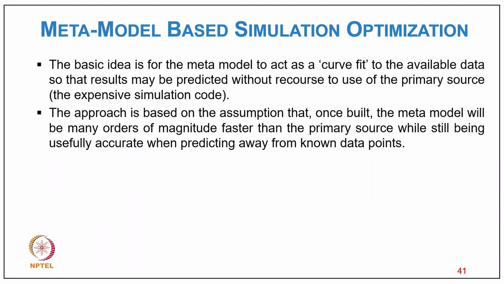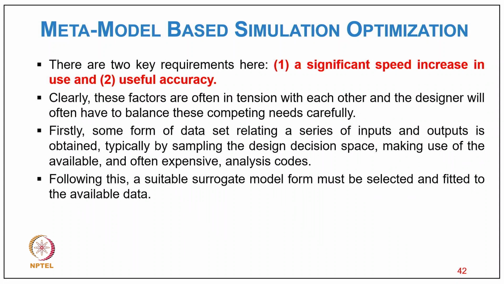So the basic idea is for the metamodel to act as a curve fit to the available data so that the results may be predicted without recourse to the primary source, the typically expensive simulation code. And the approach is based on the assumption that once built, the metamodel will be many orders of magnitude faster than the primary source, while still being useful and accurate while predicting away from the known data points. Now there are two key requirements here. First is a significant speed increase in use, and second is useful accuracy.